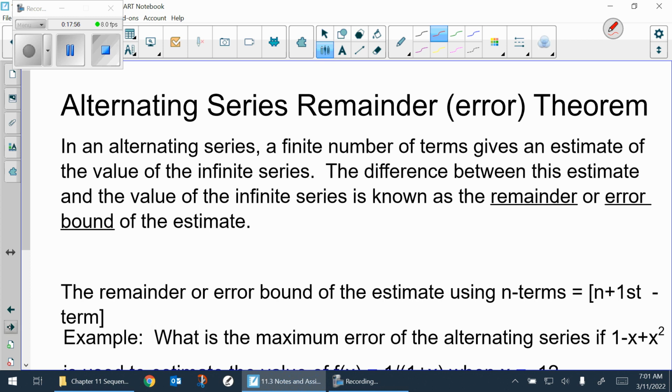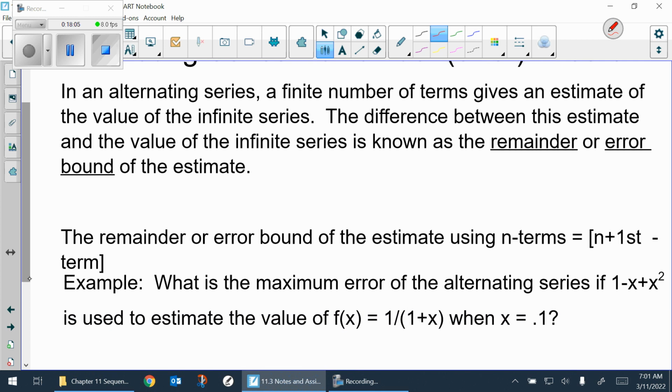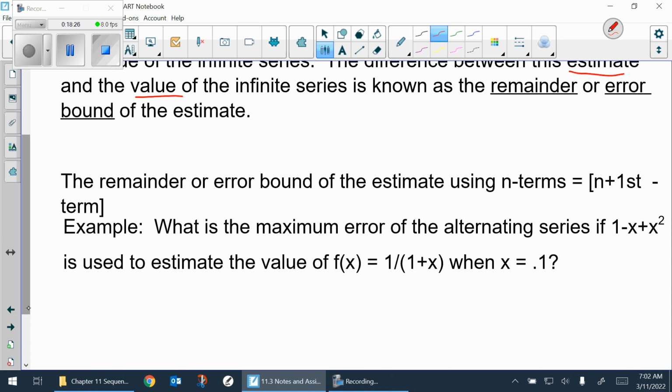Okay, next we've got alternating series error. Alternating series remainder is another term that's used. In an alternating series, a finite number of terms gives an estimate for the value of the infinite series. And again, the difference between the estimate and the value of the infinite series is known as the remainder. Okay. This is the key right here. The remainder, or the error, of the estimate using n terms is the n plus first term.